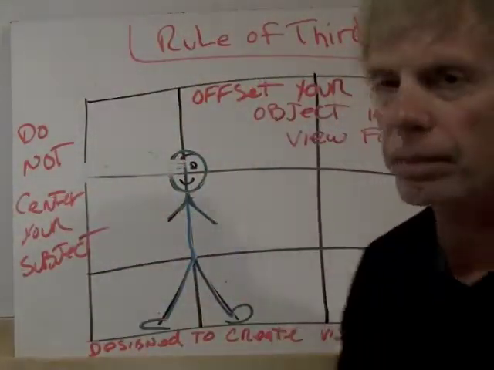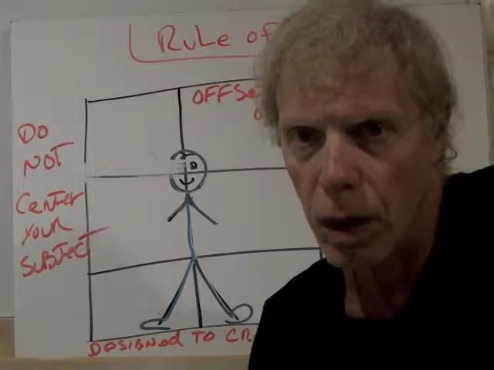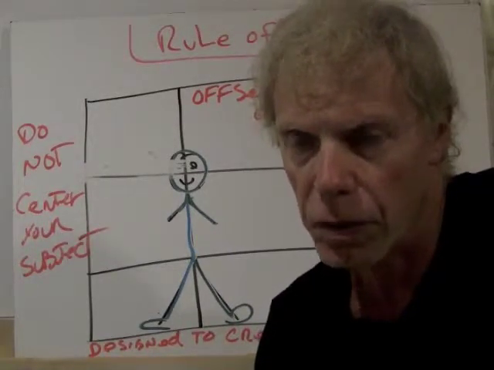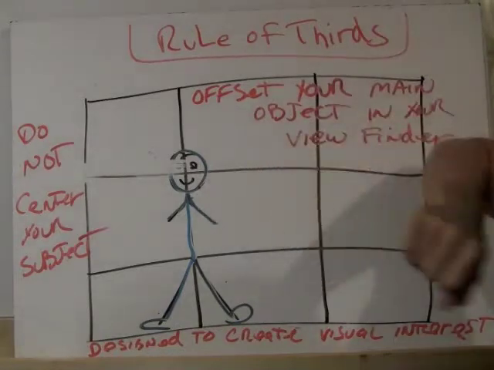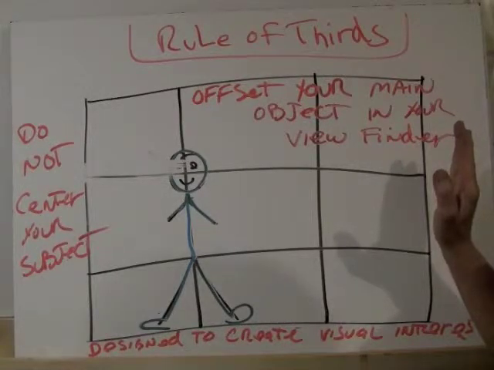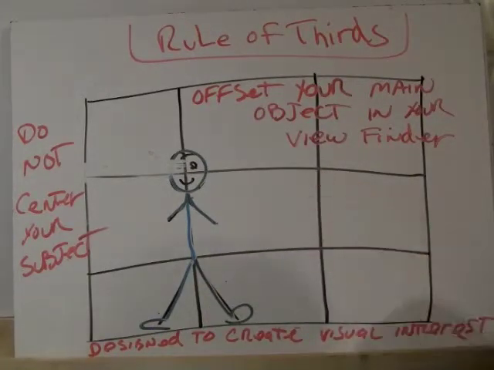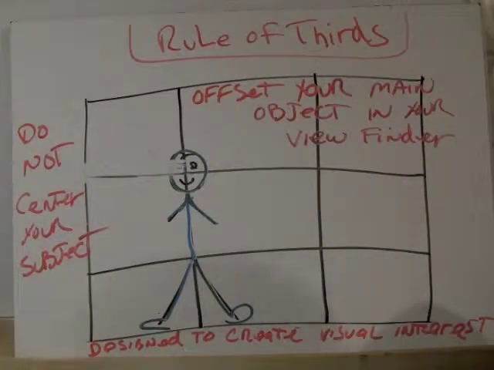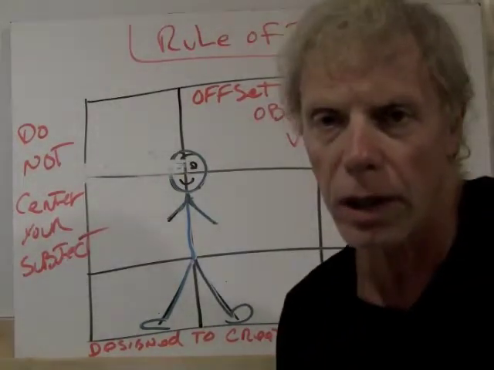The rule of thirds. If you can imagine a tic-tac-toe chart where the lines divide a space up into thirds, then you'll understand the basics of rule of thirds. When you frame the main subject, you need to imagine that the scene, the frame, is broken up into thirds, and that the main topic should be placed in one of these four locations. The goal is to offset your main object in your viewfinder. Do not center your subject. This is designed to create visual interest.